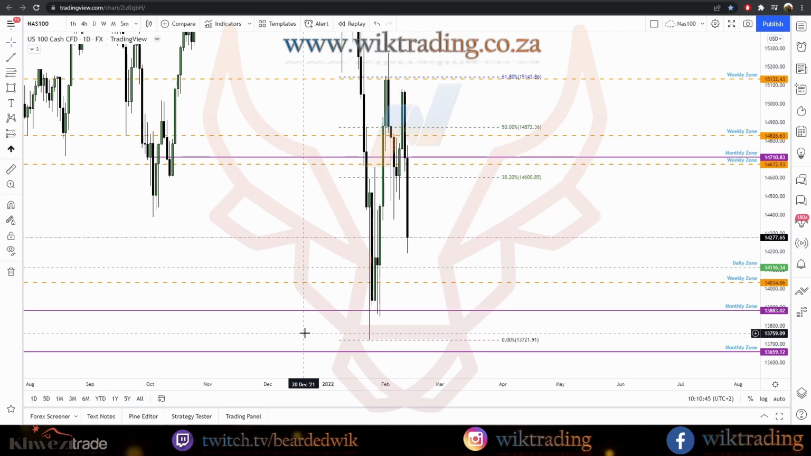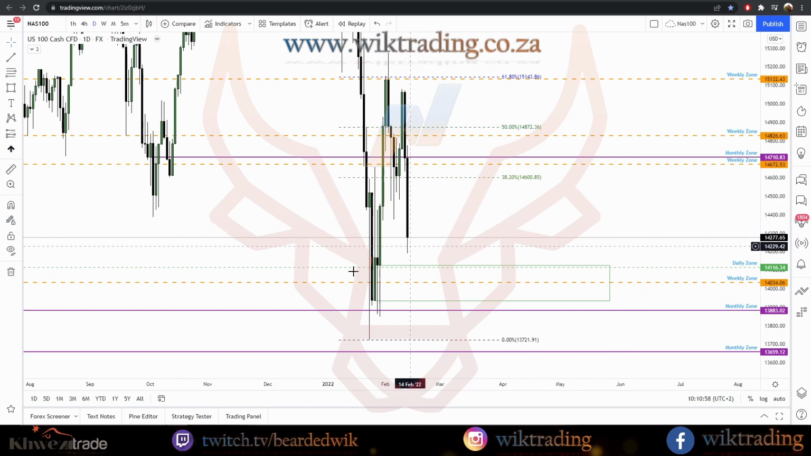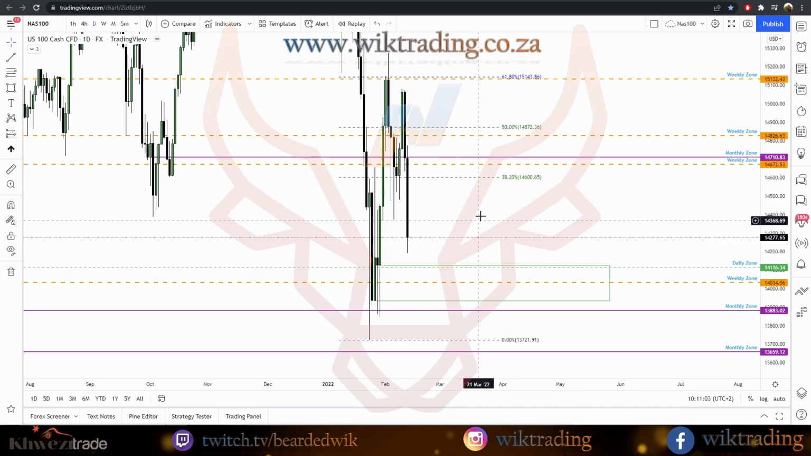Anything between 14,120 and 14, we can actually take it to the bottom. So I would like to know what the market does in this whole area here. Also looking at this weekly zone that we've got and this monthly zone that we've got here.